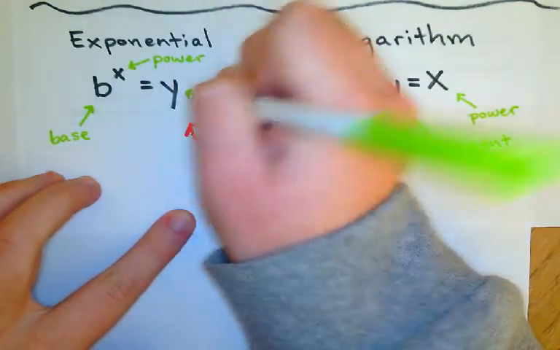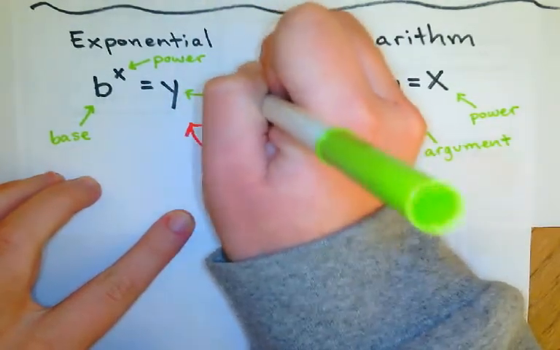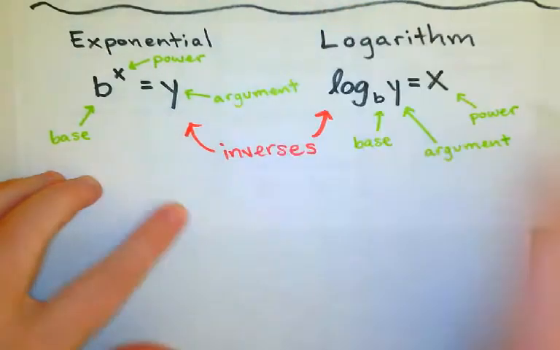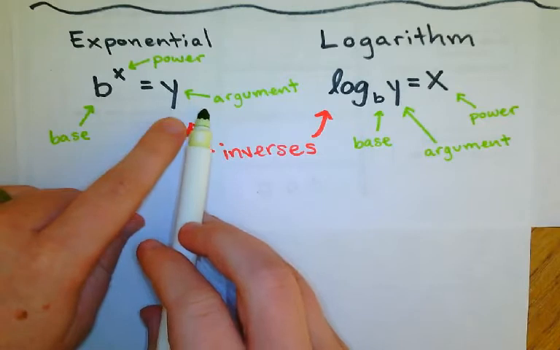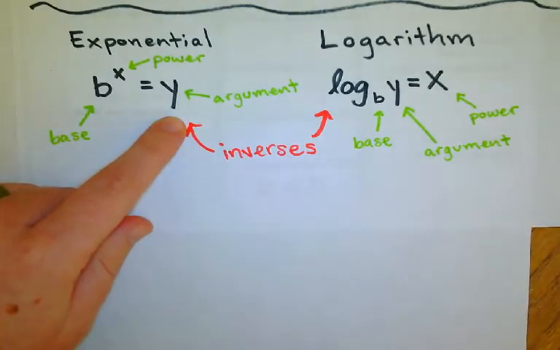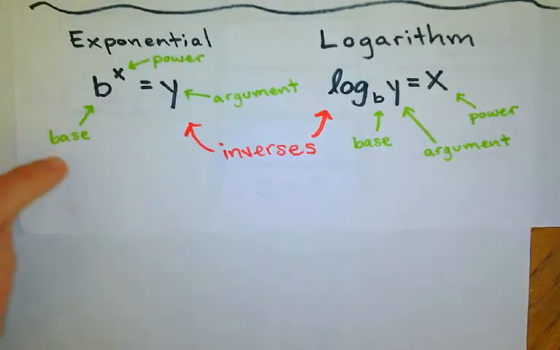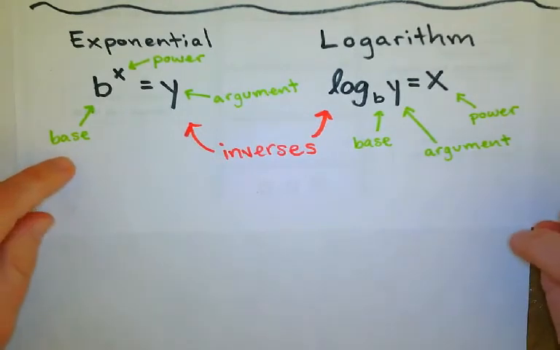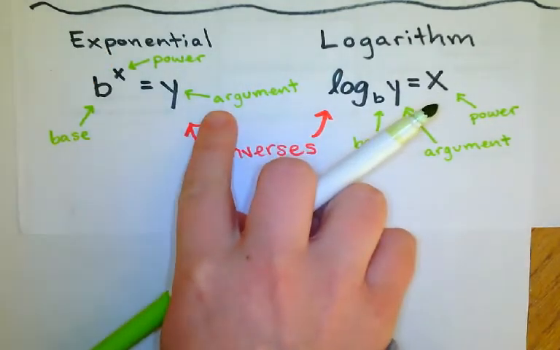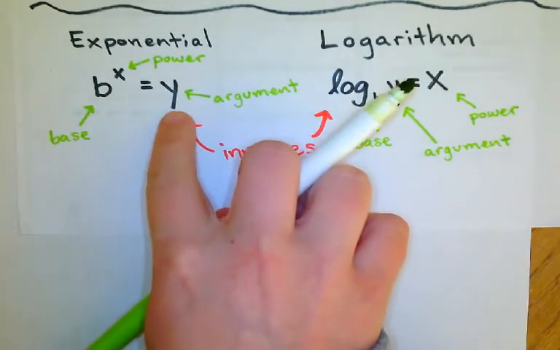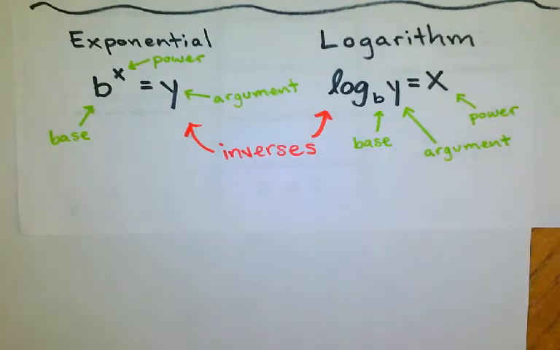And the way that I think about it is, you are arguing your case. You're showing that the base to this power is going to equal whatever number this is. So it's your argument. It's what you're trying to prove. All right? So those are the 3 parts to a logarithm.